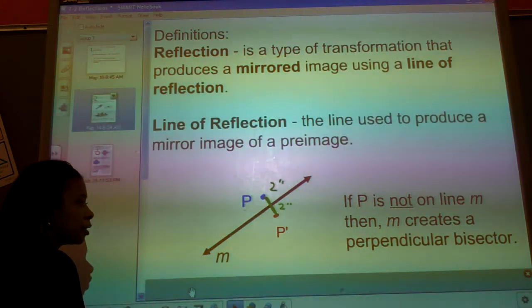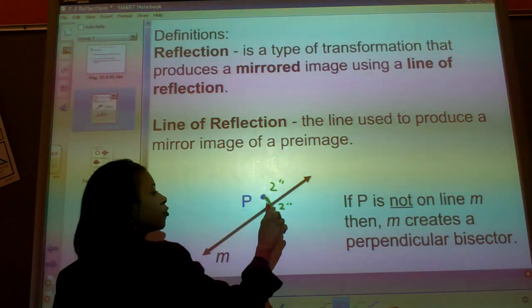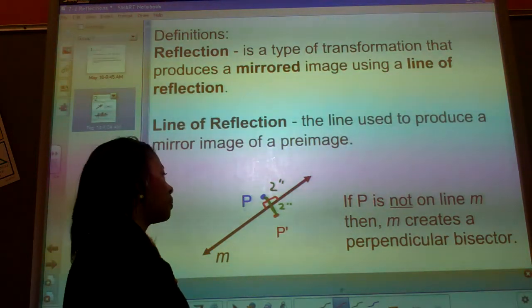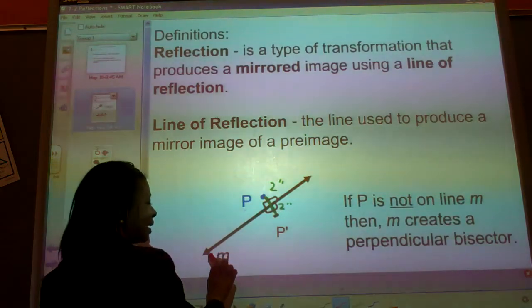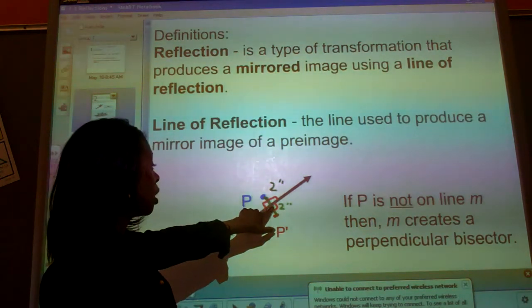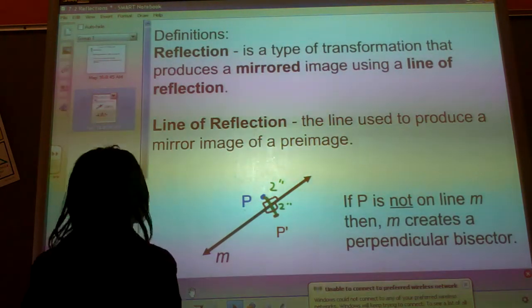It's perpendicular because the distance from point P over is going to form a right angle. And again, same thing here. P prime, that line M is going to be perpendicular. The distance from the line to the point is perpendicular. Okay?